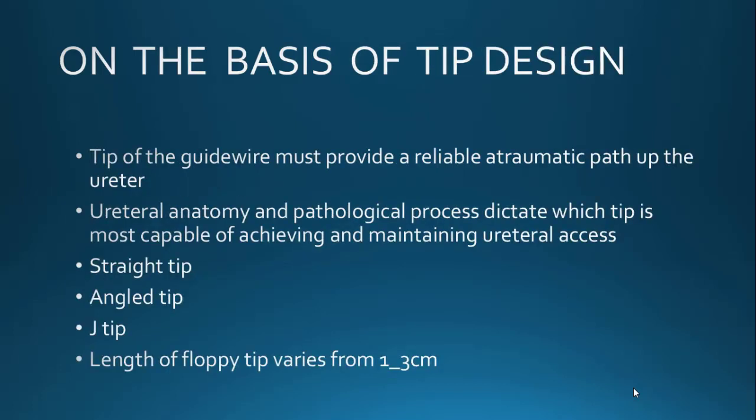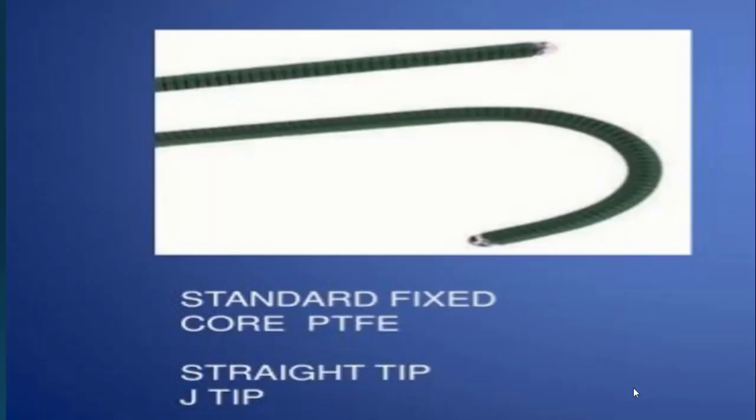On the basis of tip design, the tip of a guide wire must provide a reliable atraumatic path up to the ureter. Ureteral anatomy and pathological process dictate which tip should be used, and which tip is most capable of achieving and maintaining ureteral access. They are available in straight tip, angle tip, and J tip, and the length of the floppy tip varies greatly from 1 to 3 centimeters. The first one is the straight tip, and the other one is the J tip.